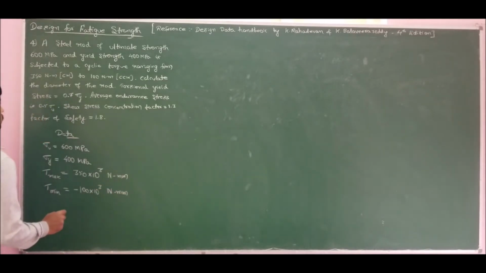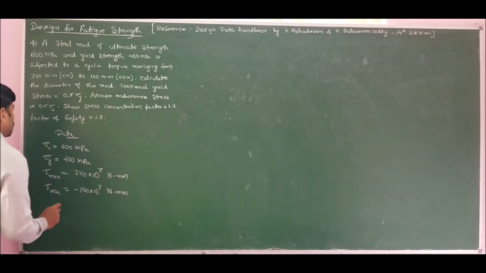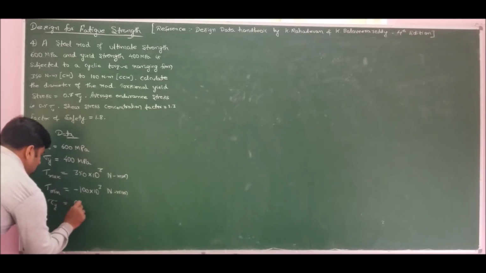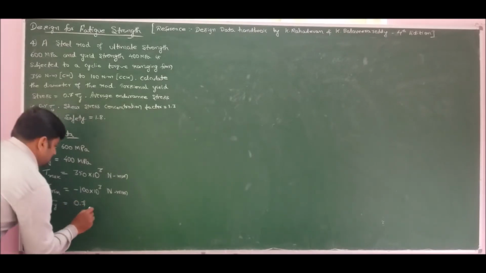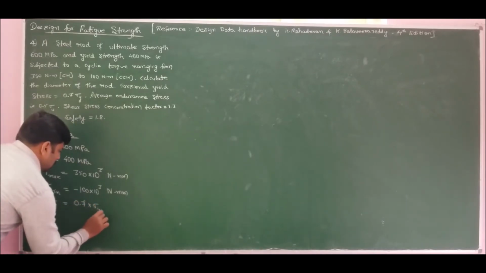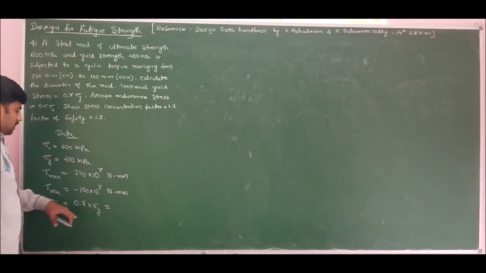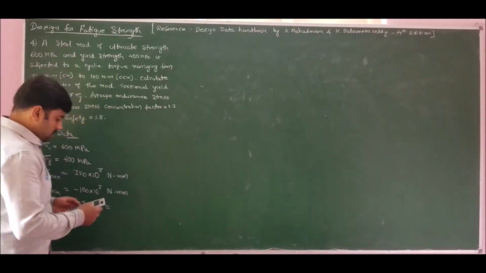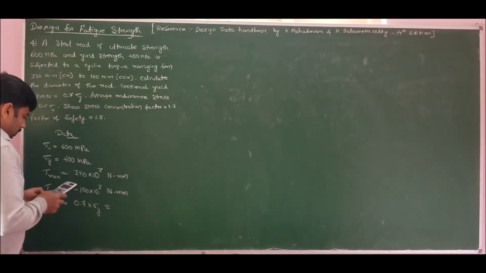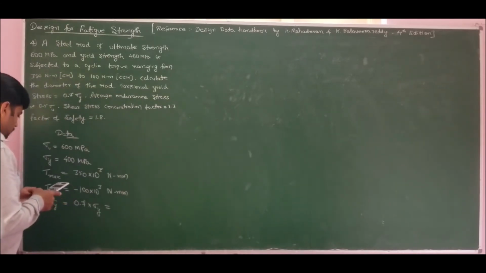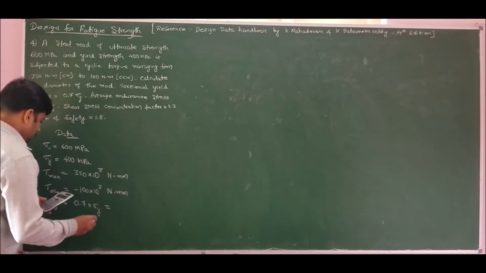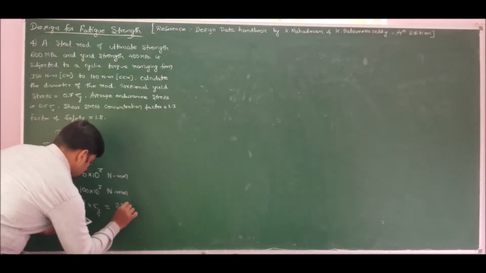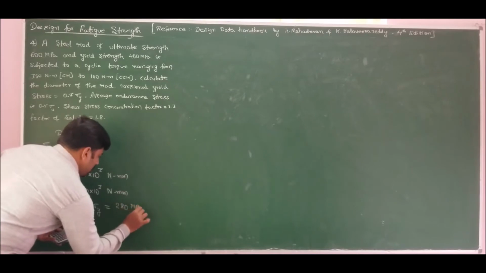Calculate the diameter of the rod. Torsional yield stress, tau yield, is 0.7 times sigma yield. If not mentioned, one should always take it as 0.6 times sigma yield. So if I solve, I get 0.7 into sigma yield, which is 400, so tau yield is 280. Torsional yield strength is 280 megapascals.